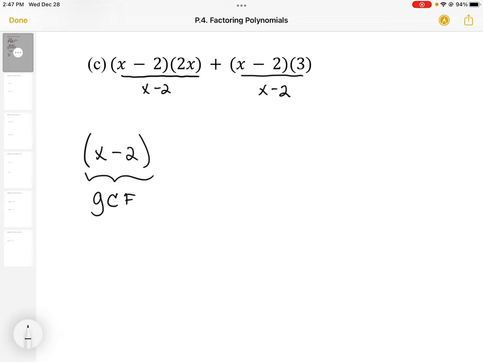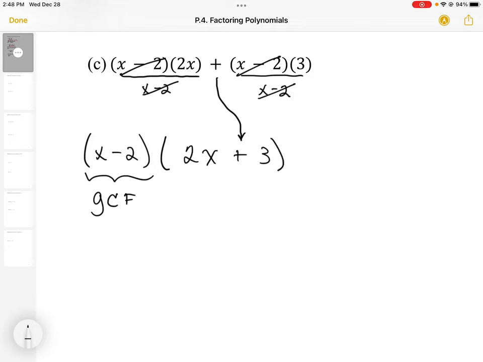And notice I put it in parentheses because there's more than one term. And now I'm going to write my leftovers. So if we divide the first term by x minus 2, we're left with a 2x. If we divide the second term by x minus 2, we're left with a 3. Okay, this plus sign is shown right there.